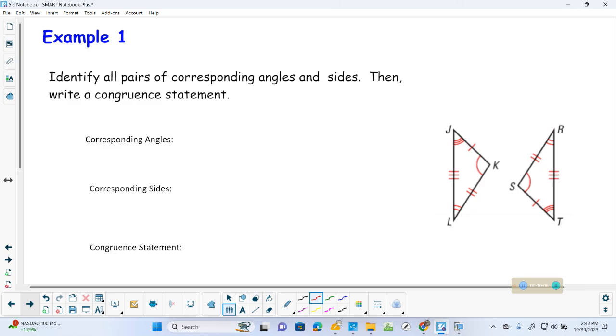Now, a little fancier here. They rotated one of the triangles, so it's not quite as obvious, but I'm still going to work in the same order. Angles first, I'm going to do single, K, S. I'm going to do the doubles, then the triples. Let's get the singles written down. So angle K and angle S.